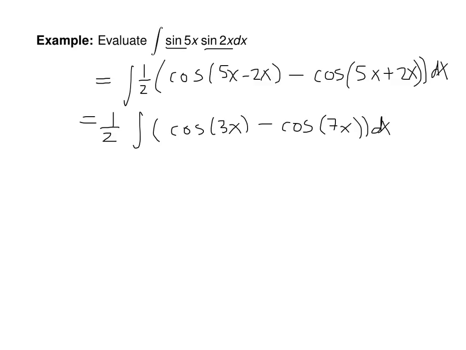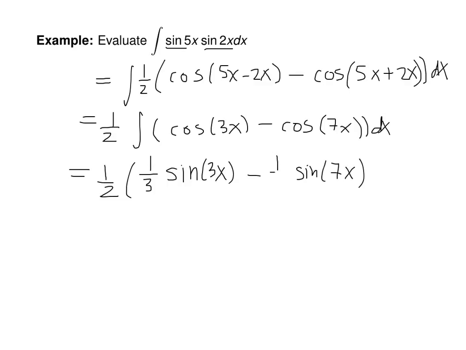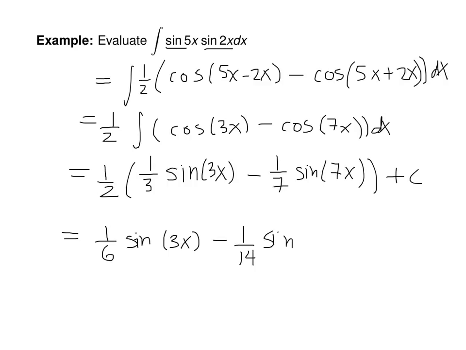And now we can evaluate this using simple u substitutions in our head. So 1/2, the antiderivative of cosine is sine, so we'll have sine of 3x multiplied by 1/3 minus sine of 7x multiplied by 1/7 plus c. And you can choose to or not to distribute that 1/2. If you do, you end up with 1/6 sine of 3x minus 1/14 sine of 7x plus c.